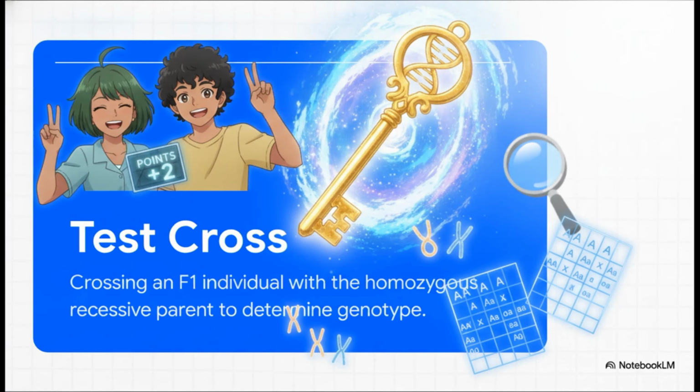That would be a test cross. It's basically a genetic magic key. By crossing with a known homozygous recessive, the resulting offspring perfectly reveal the hidden alleles of that unknown parent. Secure those 2 points if you got it.